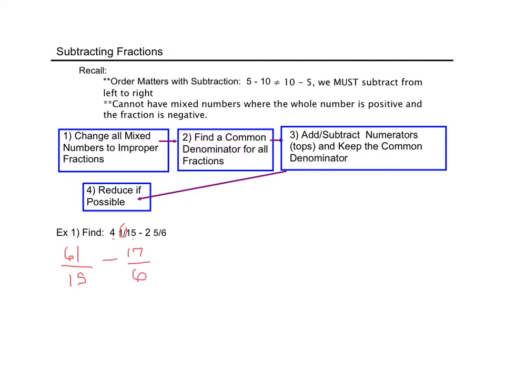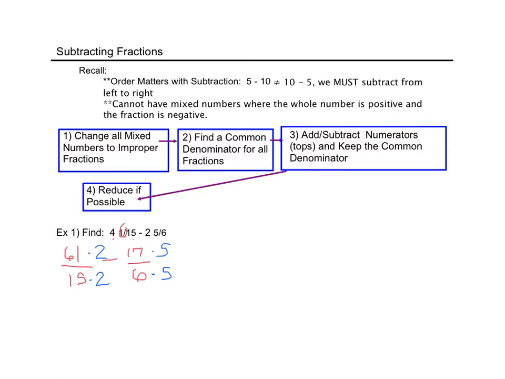Now I've done step 1, step 2, I have to find my common denominator. I am very familiar with my multiplication facts, so I know that 15 times 2 is 30, and 6 times 5 is 30. And 30 is the least or smallest number that both 15 and 6 go into, so I'm going to use that as my denominator. So I'm going to multiply the 15 times 2, which also forces me to multiply the 61 by 2. And I'm going to multiply the 6 by 5, same thing with 17 times 5.